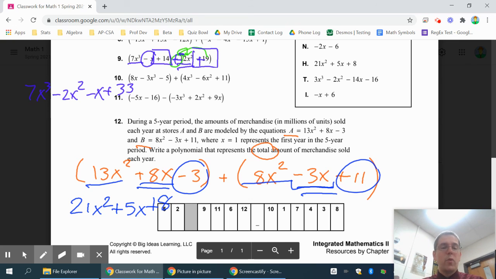Notice, don't try to force things to go together. If there's only one of a certain power of x, certain exponent, go ahead and write it down as is. If they do have like terms, though, they do need to be combined together like we did for every term on number 12 and then the one that matched on number 9.